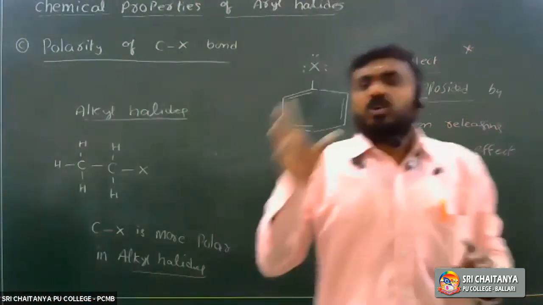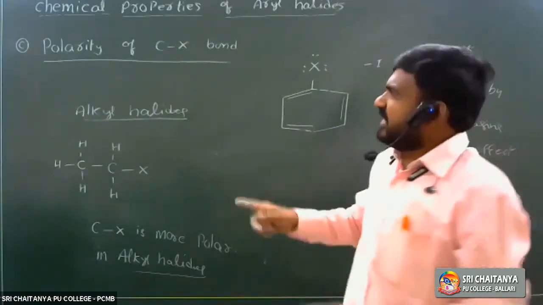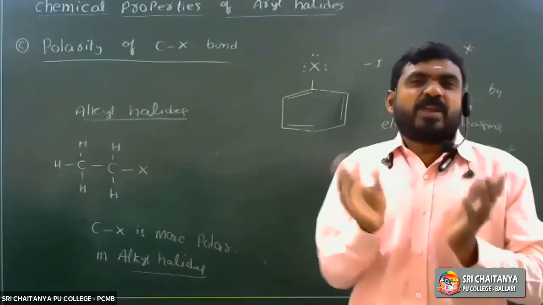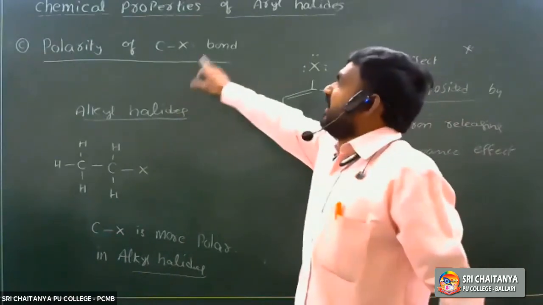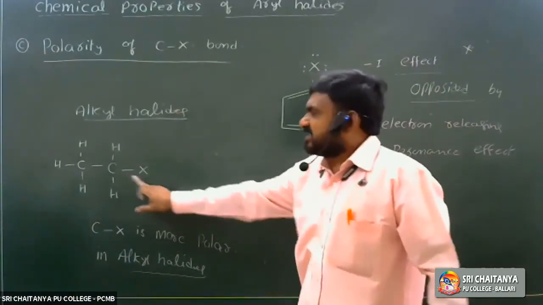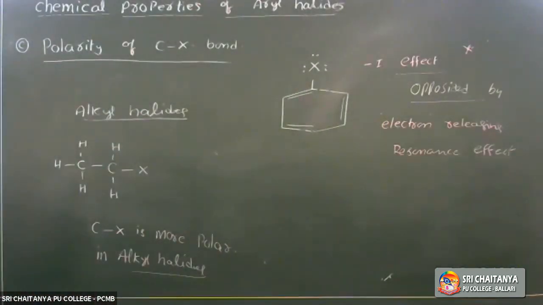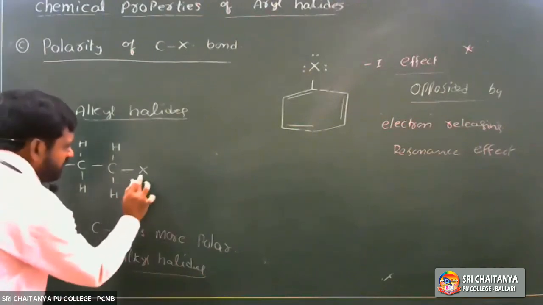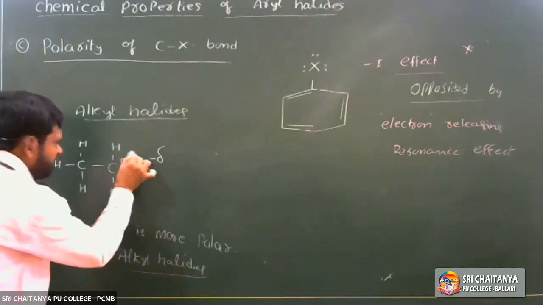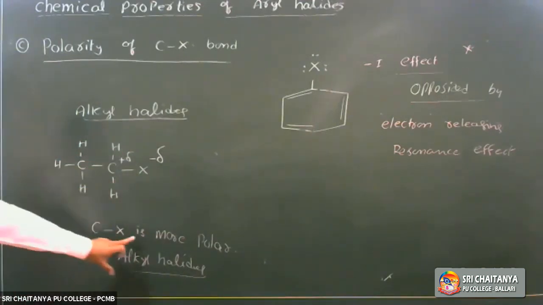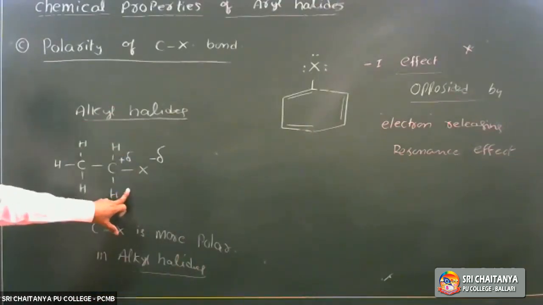First one, the electron withdrawing nature of the benzene ring. Second one, the hybridization of the carbon atom of the C-X bond. Next one is the polarity of the C-X bond. In alkyl halides, the C-X bond is more polar because the halogen is more electronegative than carbon. So this halogen gets a partial negative charge and this carbon gets a partial positive charge. Hence alkyl halides are more reactive.